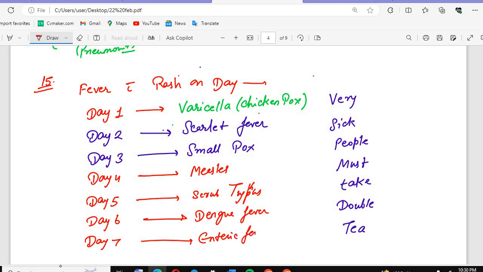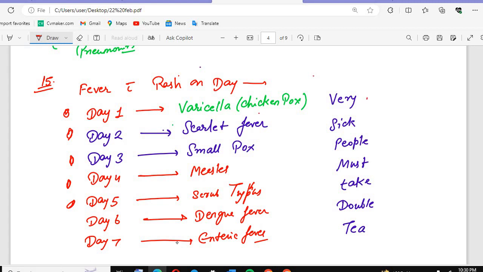Because of the mnemonic, I wrote everything, but in your syllabus you have to know scarlet fever, day 2 fever, varicella, day 1 fever, smallpox, measles, and scrub typhus as well. Dengue fever, most probably they will not ask. They can be asked, but most probably they will not.